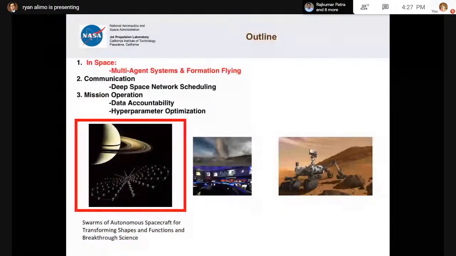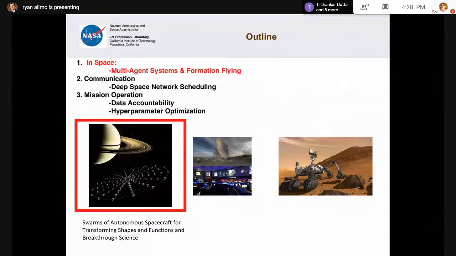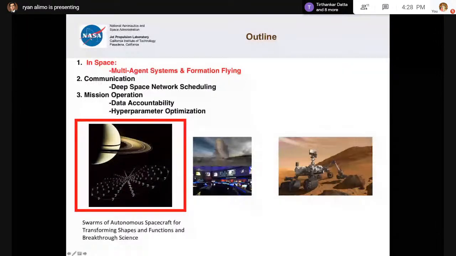In the first part, I'm going to talk about multi-agent systems and formation flying. The second part is going to be the communication, how we do the communication with the spacecraft outside in deep space. And the third one is how we can monitor them. And in all of these, we're going to see how deep learning can help us.